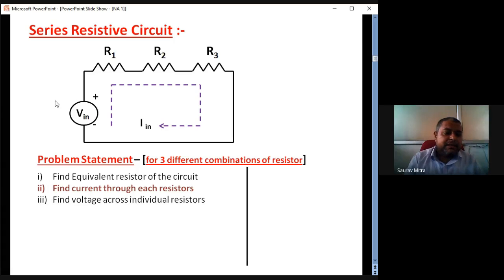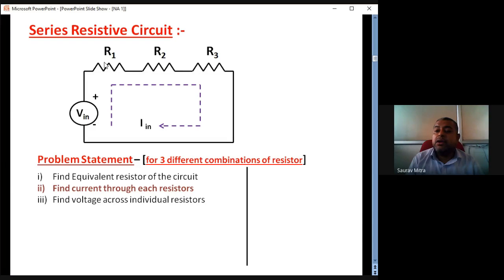Next fundamental question: find the voltage across individual resistor. So what do we know? How can we find the current through the circuit? We have to connect an ammeter in the circuit. The ammeter is connected in series with the resistance through which you want to measure the current. But the third point is to find the voltage across individual resistor. So how to calculate the voltage? First you know the resistance value, and you know how much the input current is. So current multiplied by resistance is the voltage across R1.